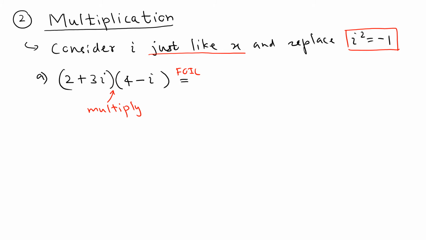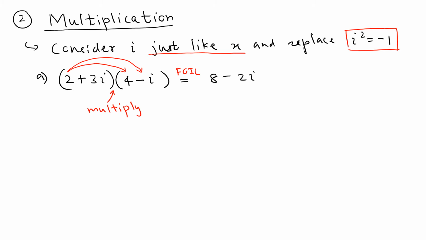So what we can do is, you can use FOIL or just a simple multiplication. You're going to first multiply 2 with 4, so you're going to get 8. And then you're going to multiply 2 with negative i. So when you do that, you're going to get negative 2i.